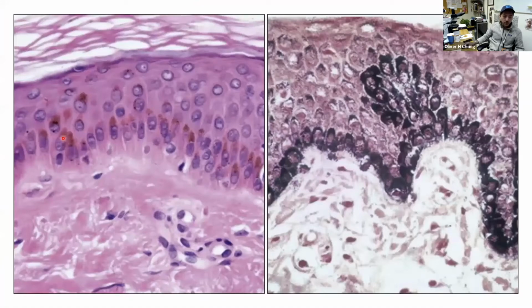On the left here, we see an H&E stained section, and all of these pigmented cells are keratinocytes. We have a lone melanocyte here. All these are keratinocytes with that brown melanin pigment.